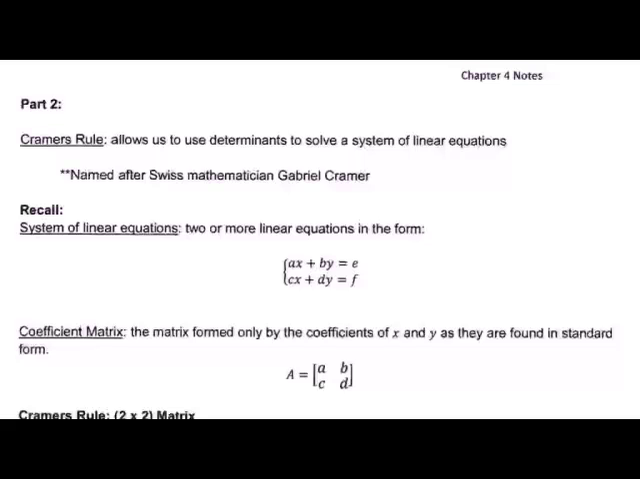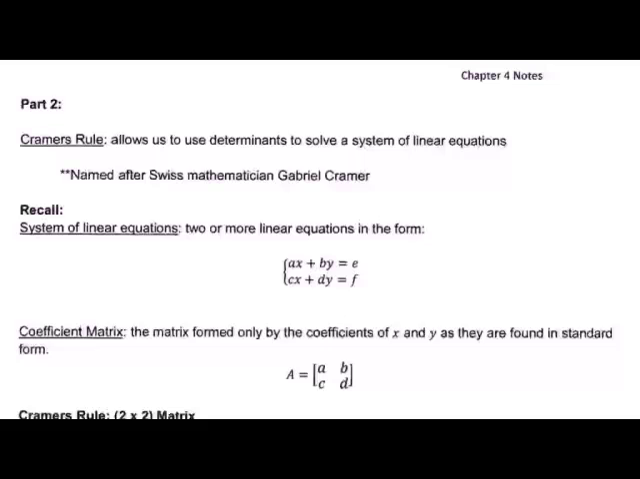Notes for lesson 4.3 part 2, using Cramer's rule to solve systems of equations. If you remember from the last chapter, we talked about solving systems of equations, and the three methods that we used were graphing, substitution, and elimination. We can also use determinants and matrices to solve systems of equations, and one way to do that is using Cramer's rule, and that allows us to use the determinant to solve a system of linear equations.